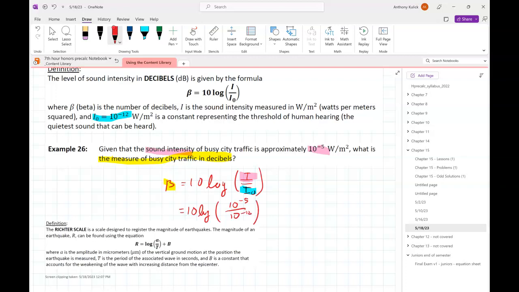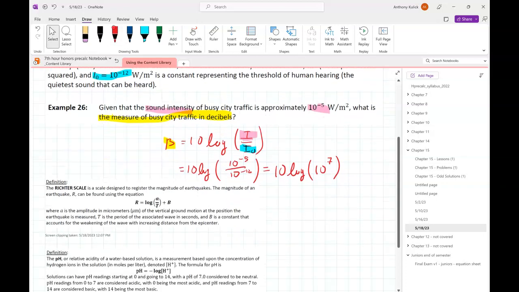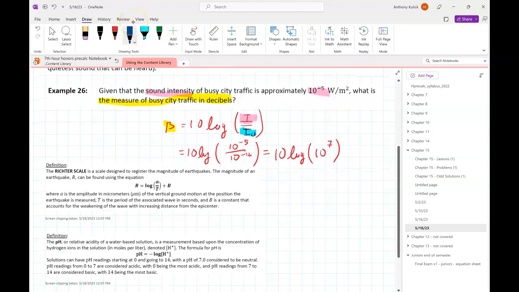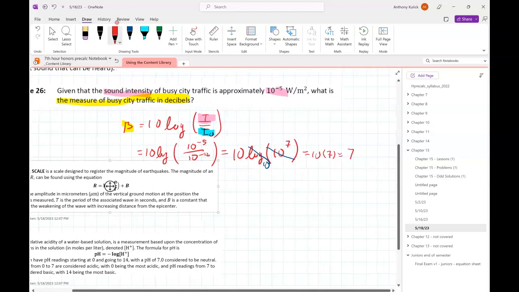So we got that. And put your calculators away. We can do this with no calculator here. How do I divide 10 to the negative 5th by 10 to the negative 12th? Yeah, you subtract the exponents. Gives me 10 to the 7th. Okay. And then what's log of 10 to the 7th? 7. Why? Yeah, common log is base 10, so log base cancels exponent base. So we're just left with 10 times 7 or 70 decibels.